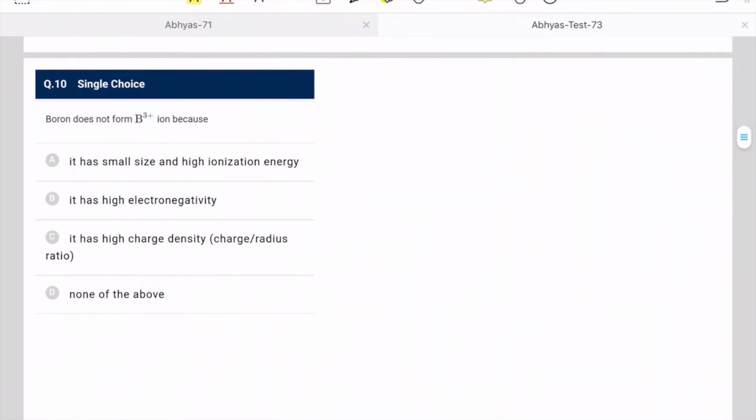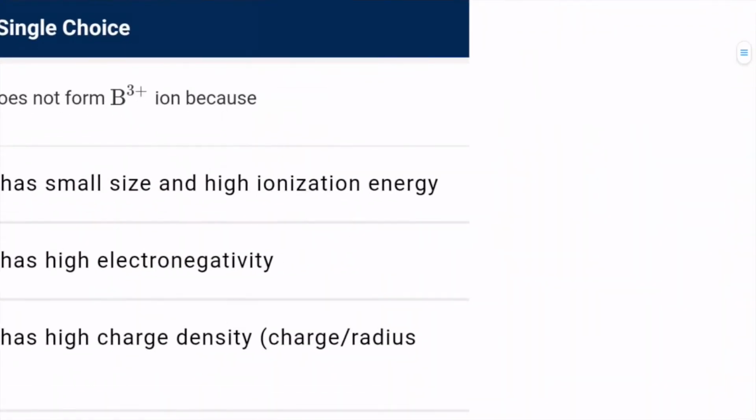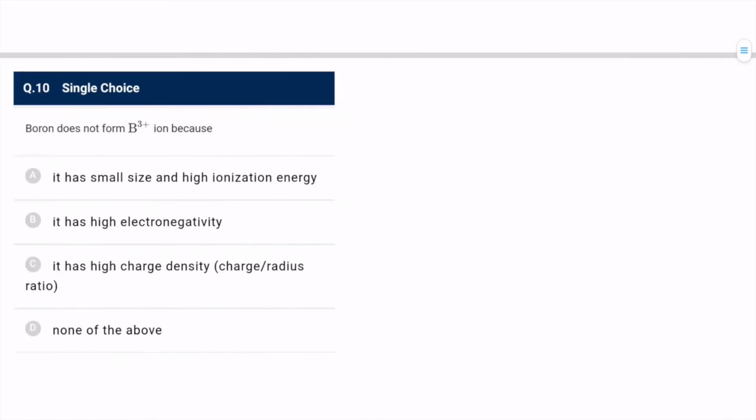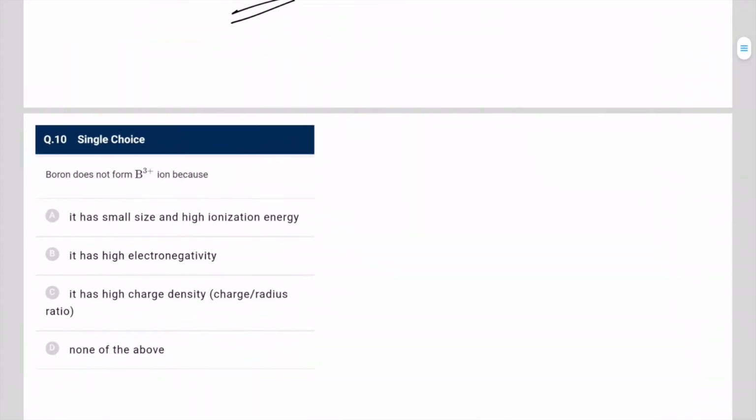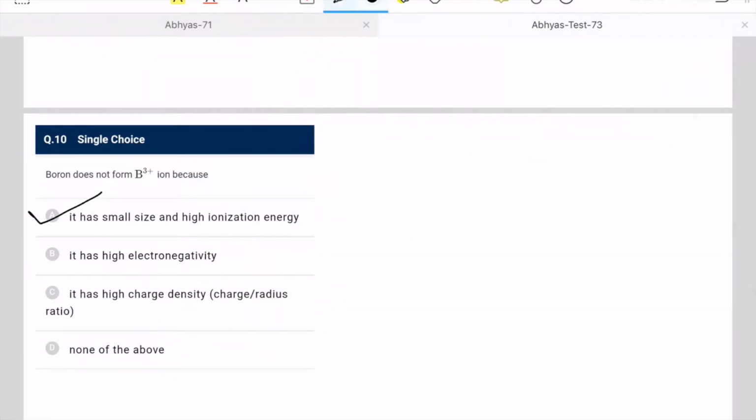Boron does not form B plus 3 because it has small size and high ionization energy. Since boron is the first member in the group, it has a small size and high energy. This is the correct option.